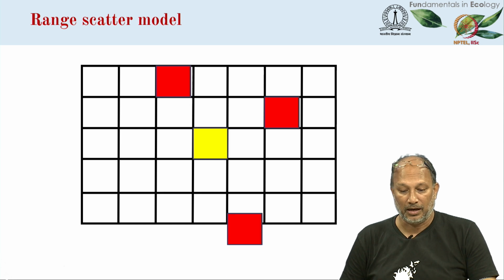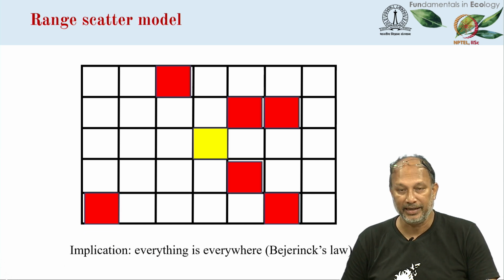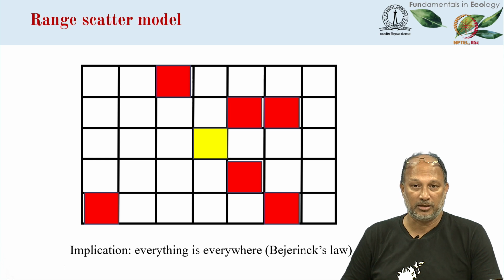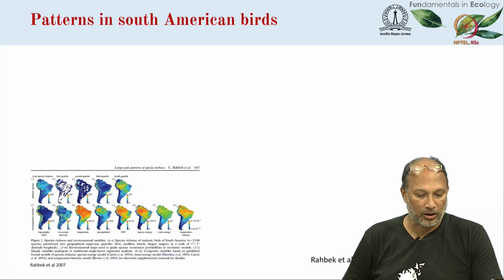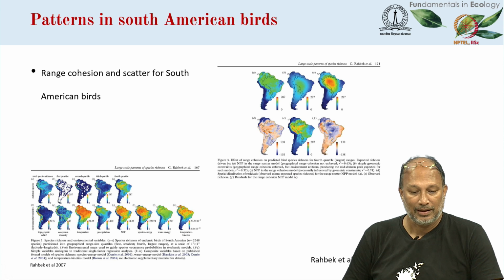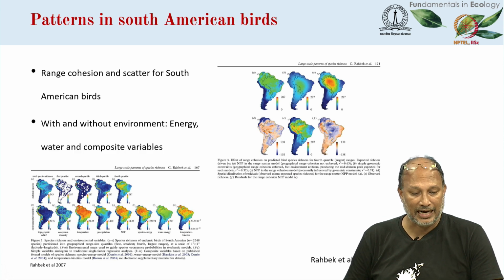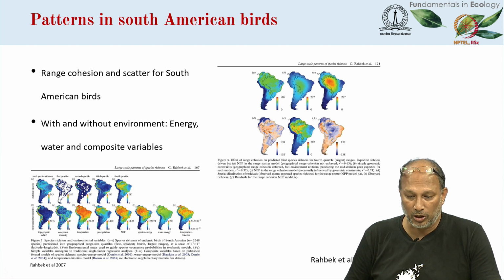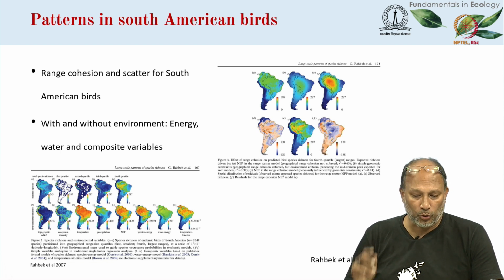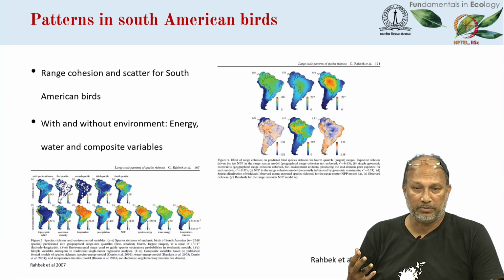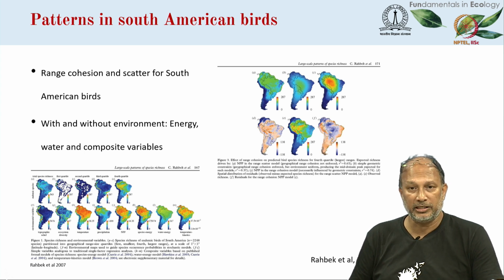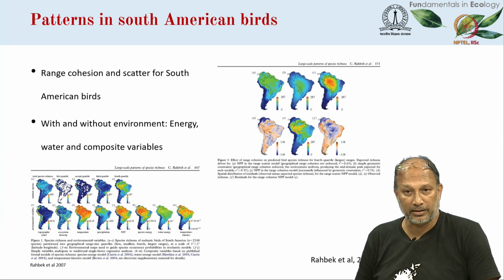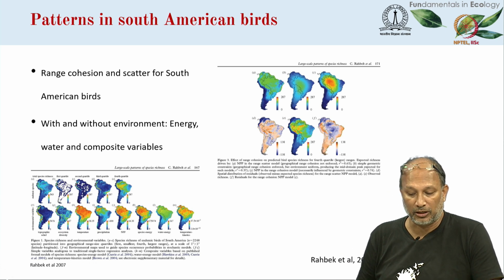Now in scatter, any cell in that domain is potentially occupied by an organism, and only the environment determines whether it's found there or not. So Rapaport et al. applied this in 2007 to South American birds, where they applied both range cohesion and scatter, and they built a bunch of models with and without environment, including energy, water, composite variables, and so on, and did show that range cohesion models with moderately sized ranges did better than range scatter models, and that water-energy variables were also important in determining the distribution patterns or the species richness patterns in South America for these birds.